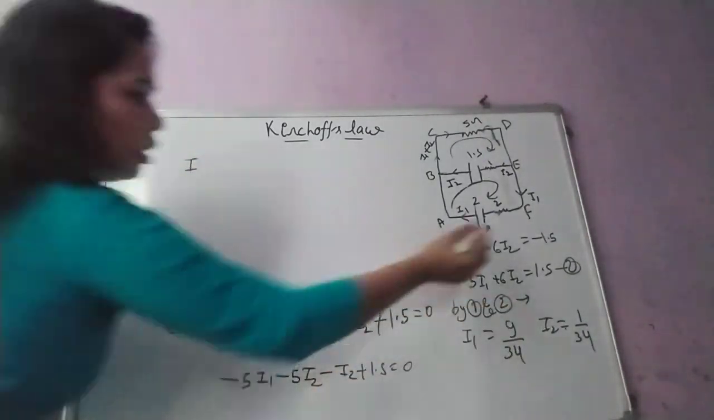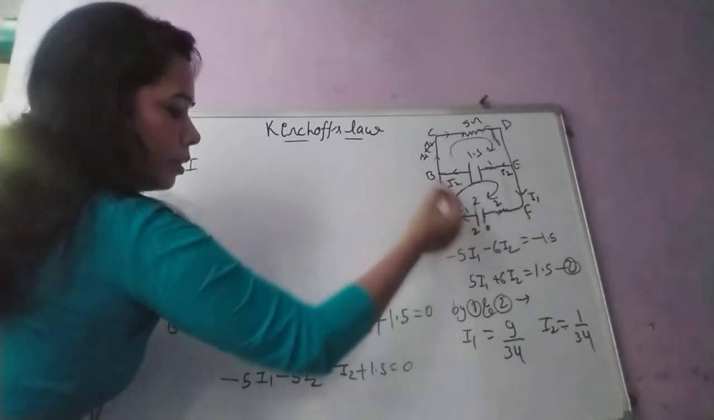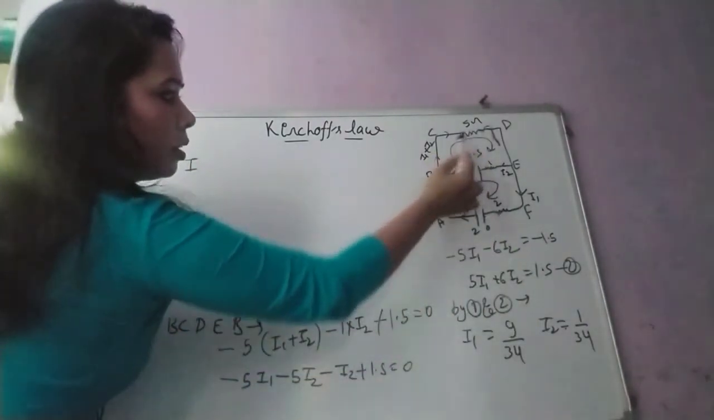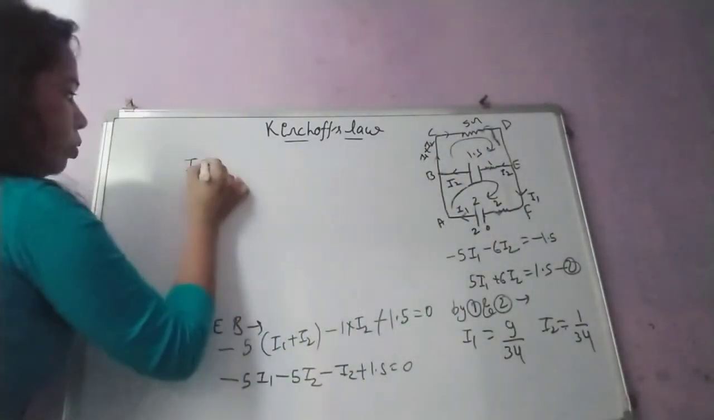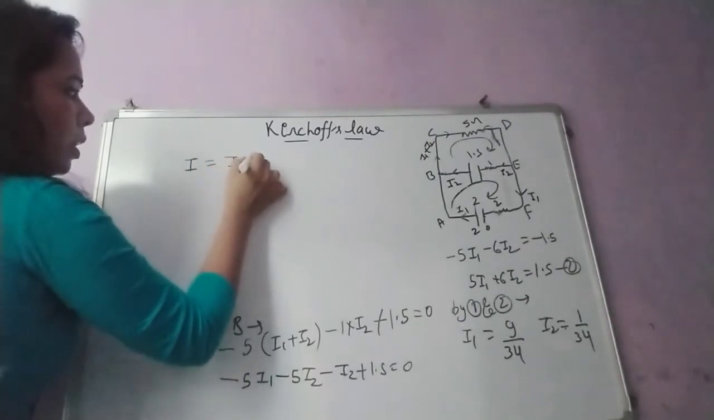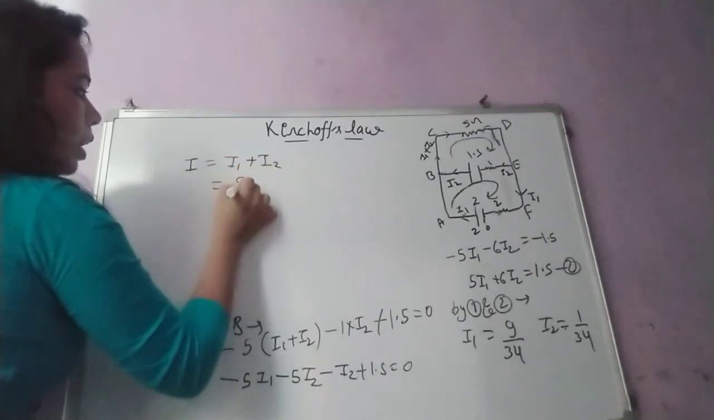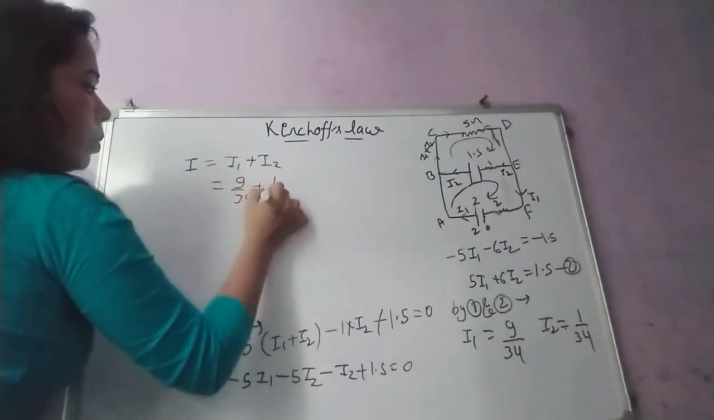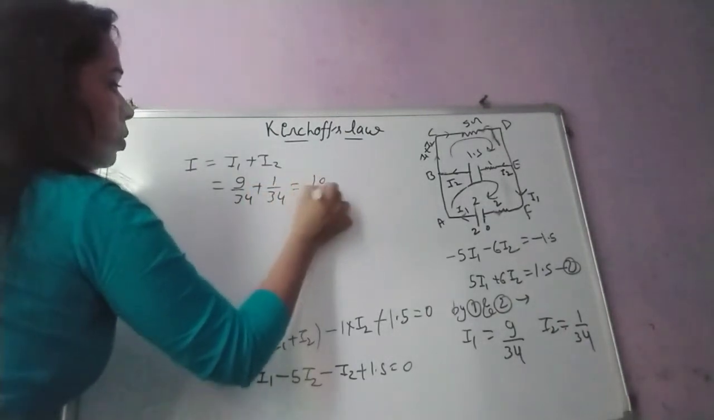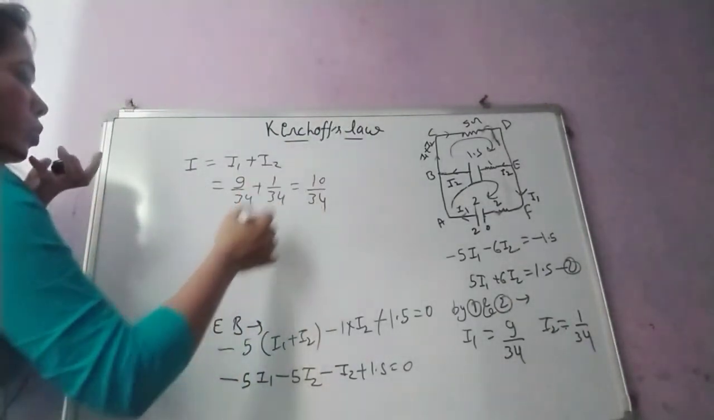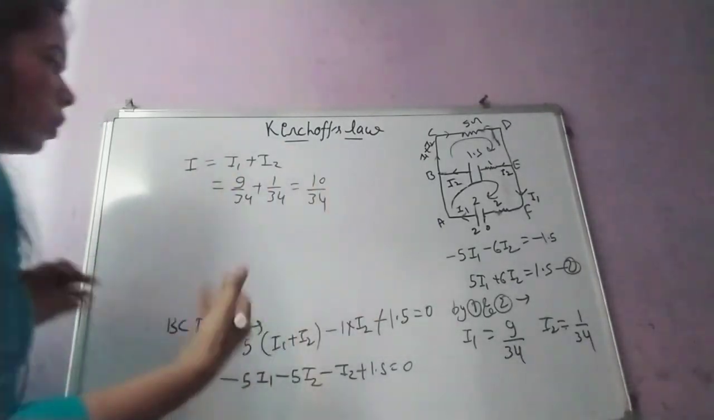So current in this branch you got I1, current in this branch you got I2, and current in the third branch is equal to I1 plus I2. So current in the third branch, I1 plus I2, is equal to 9 upon 34 plus 1 upon 34, that is equal to 10 upon 34. So current in the third branch you also found. So current in each branch you have already found.